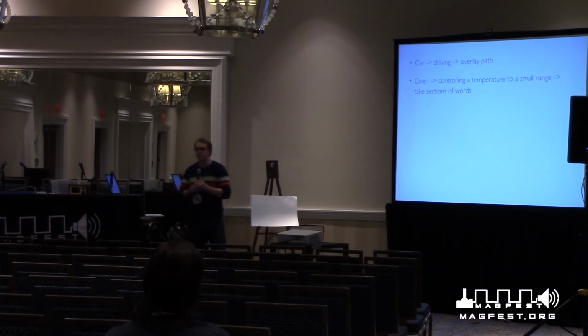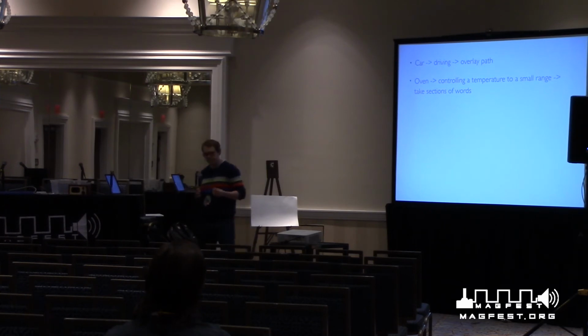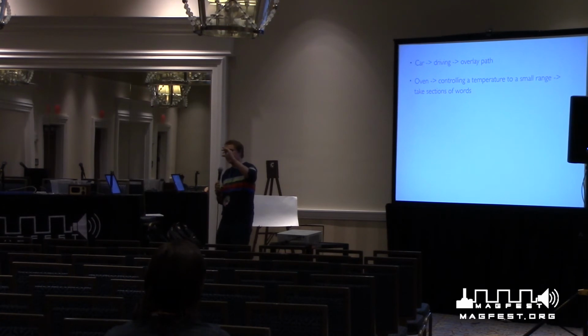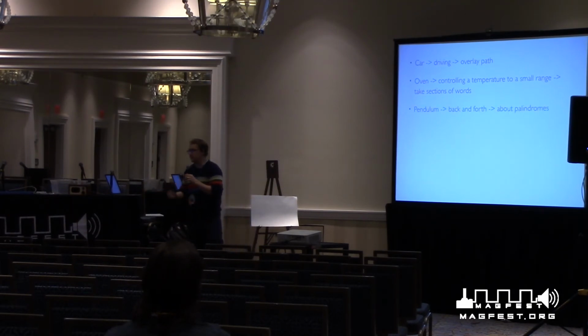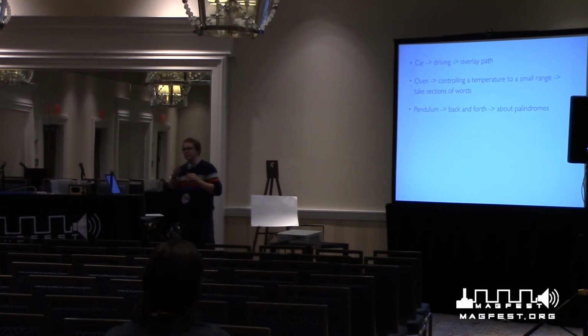There's another puzzle that involves an oven. What you're doing is you're controlling a temperature to a small range. Controlling to that small range of temperature is taking a piece of something. And so it made sense to also have the answer to that be taking pieces of words. There's another puzzle that's a pendulum where you're going back and forth. And the puzzle is about figuring out that the words are actually palindromes, which read the same forwards and backwards.